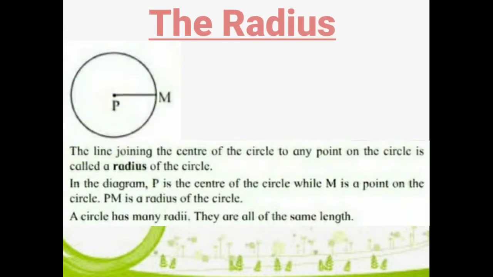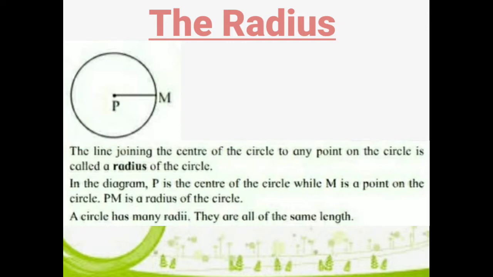The first part that we are going to talk about is the radius. The line joining the center of the circle to any point on the circle is called a radius of the circle. So, in the given diagram, P is the center of the circle while M is a point on the circle. Together, segment PM makes the radius of the circle. So, line PM is a radius of the circle.